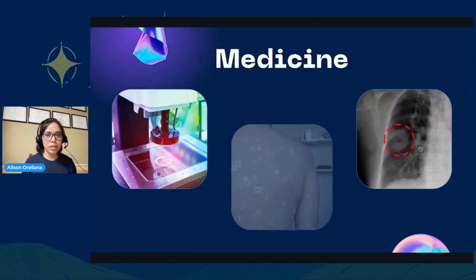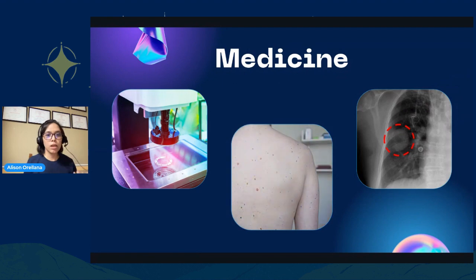Another example is medicine, and we can see on the left, the first example, that we can understand what's going on in micro images with information such as color or shapes. Like in the second one, whether it's melanoma or just one little point on the skin. I didn't remember the name, sorry.